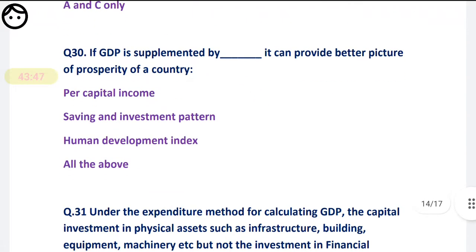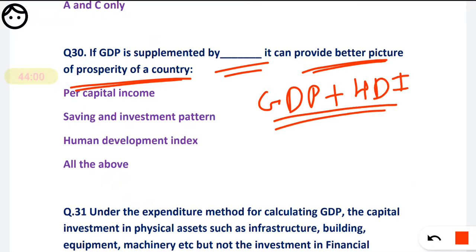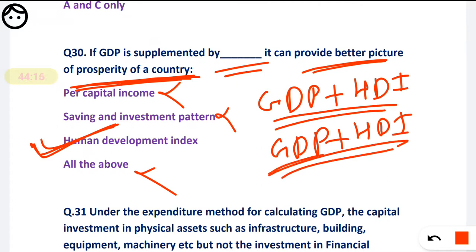Now the GDP is supplemented by dash dash. It can provide a better picture of the prosperity of a country. When GDP is combined with the Human Development Index, it gives a better picture of the prosperity of a country. So what is the option? You have to mark the third option. Not per capita, not saving, but GDP. Just remember GDP plus HDI. Write it down, so you will easily remember. Three letters, three letters. In this way you can easily go.